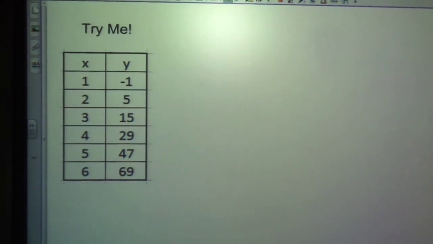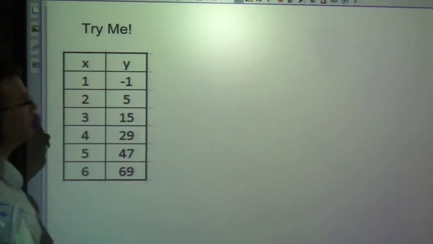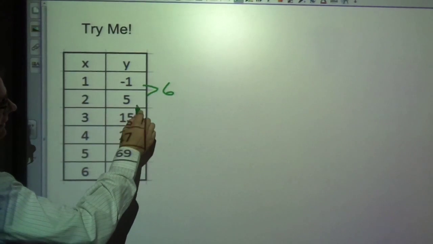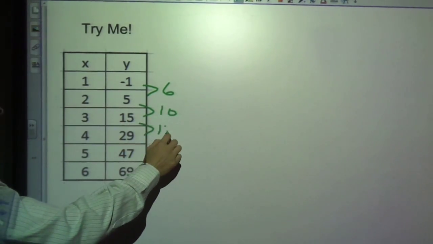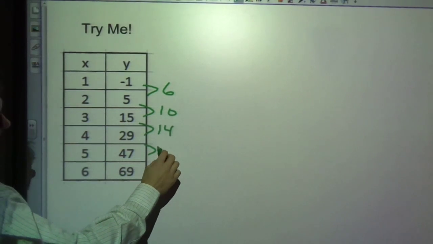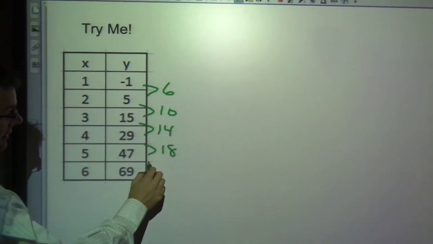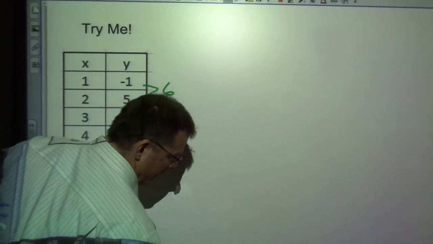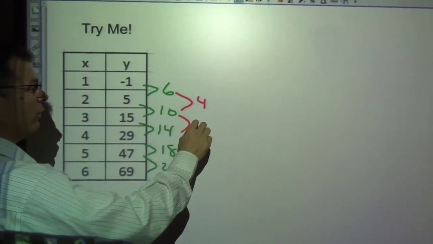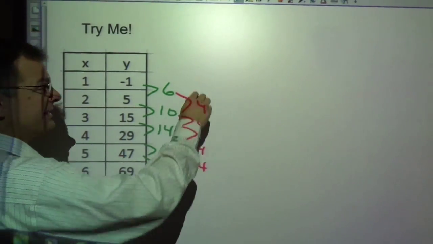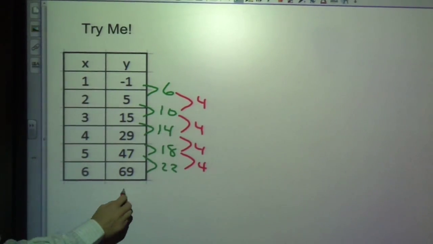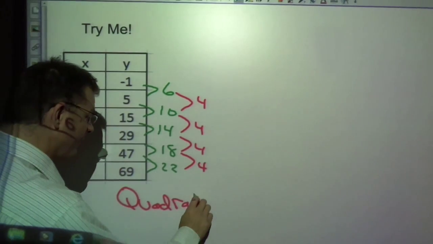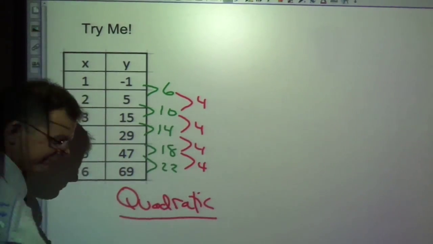And you should have gotten the answer of quadratic. If you got it right, you can stop, turn it off, your homework's done. If you need explanation, hang on and I will explain for you. So here we've got 6, 10, 14, 18, and 22. Not the same, these are all ones, but when I find the second difference, 4, 4, 4, 4. Second difference is constant, so which type is it? Quadratic.